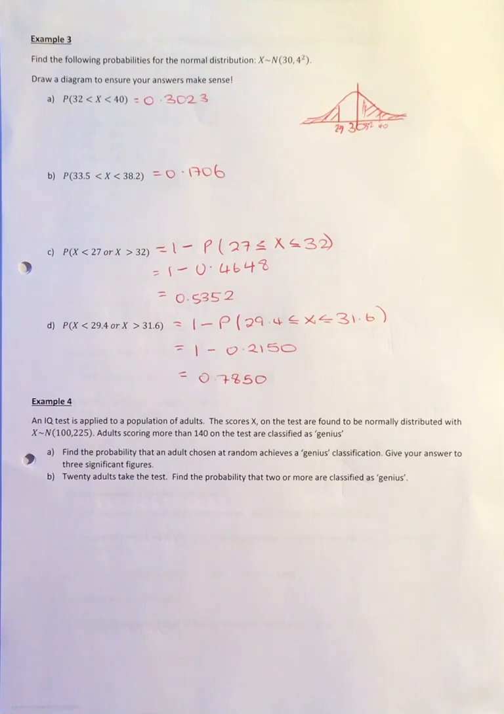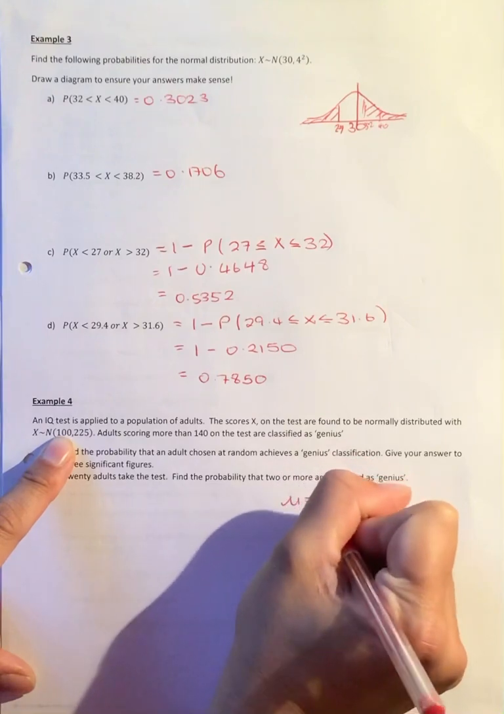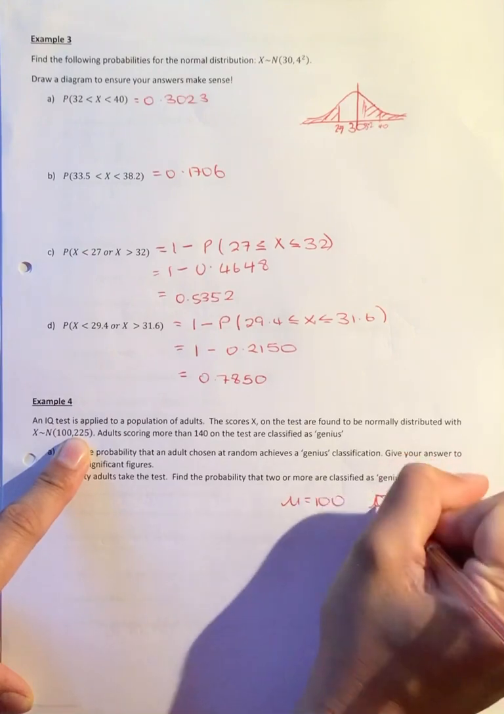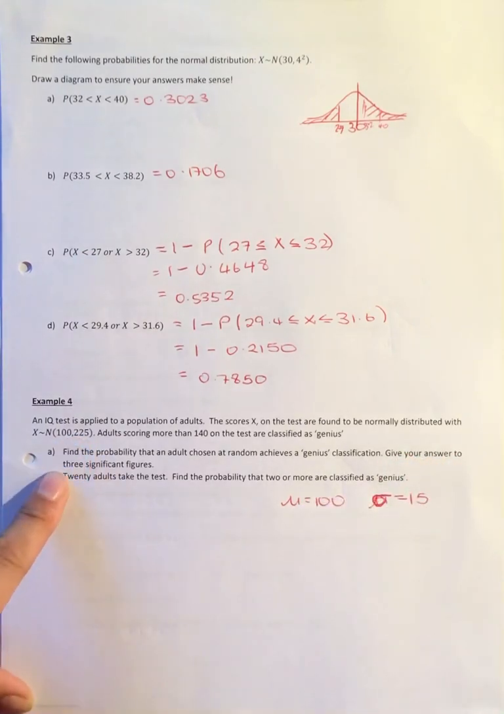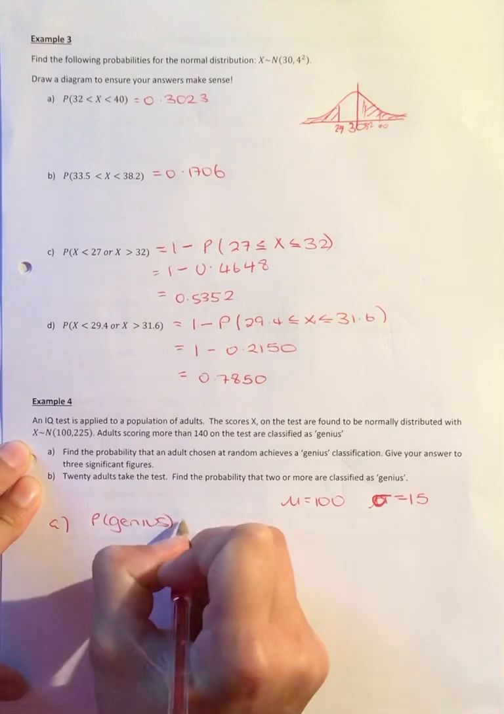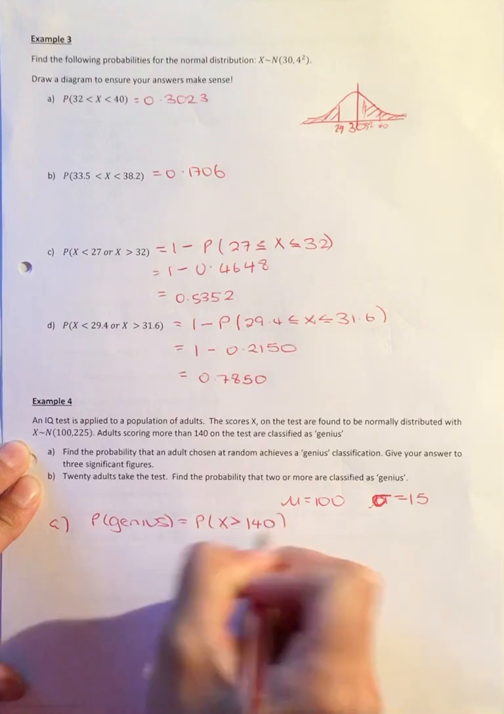Okay, the final example, an IQ test is applied to a population of adults and we're saying that the scores are found to be normally distributed. We're calling the scores X and they have the normal distribution 100, 225. So that means that our mu is 100 and our sigma squared is 225. So sigma is 15. Adults scoring more than 140 on the test are classified as genius. So we're going to find the probability that an adult achieves a genius classification. So that's the probability that X is greater than 140.